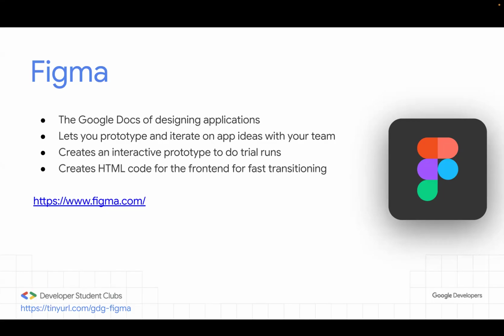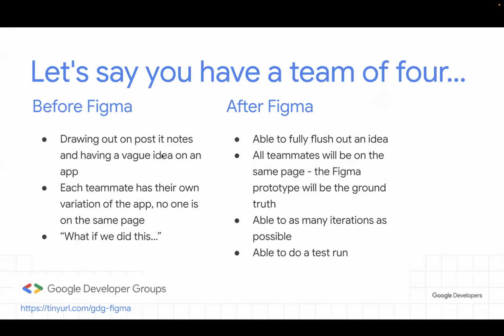the really, really useful part for me that I've seen is the interactive prototype that we'll go into in more detail. One scene I like to think about is what it was like before and after Figma. Before Figma, like I mentioned before, each teammate has their own idea of an app, but no one's on the same page. Everyone's saying hypothetically, what if we did this? What if we do that?